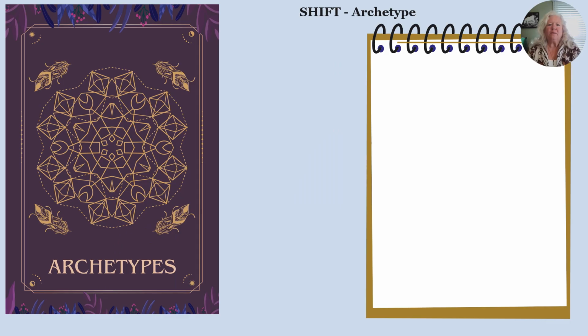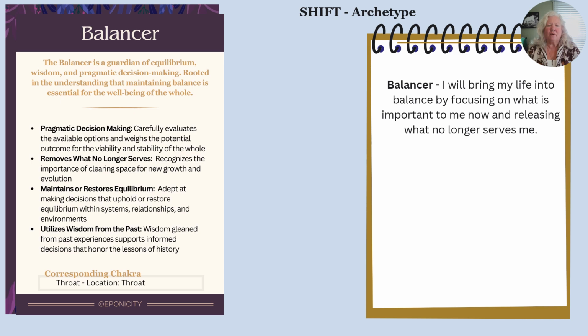Now, looking at the theme or the story around this topic, I can place it into an archetypal framework. The first archetype that came up for me was the balancer. The balancer is a guardian of equilibrium, wisdom, and pragmatic decision making, rooted in the understanding that manifesting or maintaining balance is essential for the well-being of the whole. What I drew from this is I will bring my life into balance by focusing on what is important to me now, and then releasing what no longer serves me.